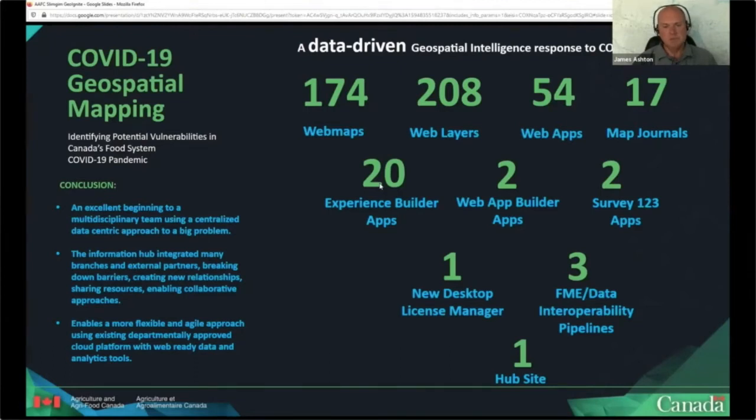And some technical jargon here. We were able to stand up a whole host of web apps, curate a bunch of web layers, produce web apps, map journals, all kinds of different information products as well. We were standing up license managers to support our desktop products because everybody was working from home through VPN, and we had to enable checkout activities for licenses. We were also at this time building a number of data pipelines to support the analytics and visualizations. And this was really all glued together by one destination. We created an ArcGIS Online Hub site to glue all these information products together, and it was our first real opportunity to showcase that product.